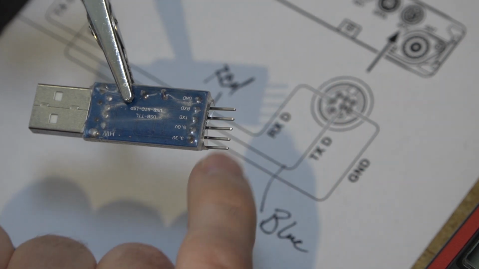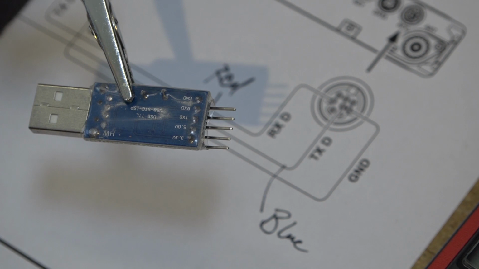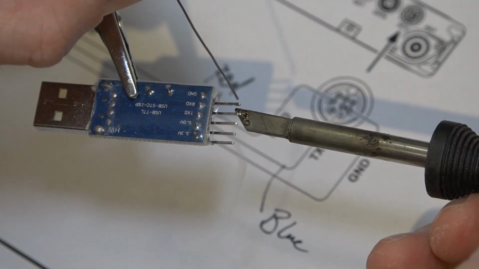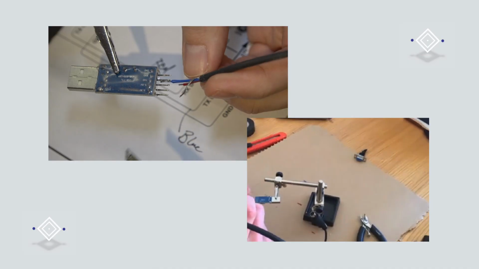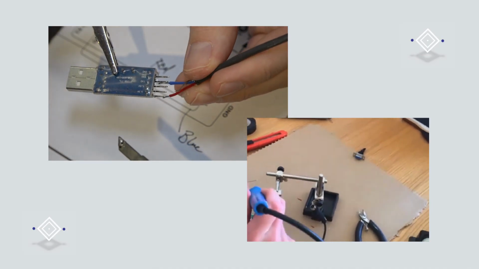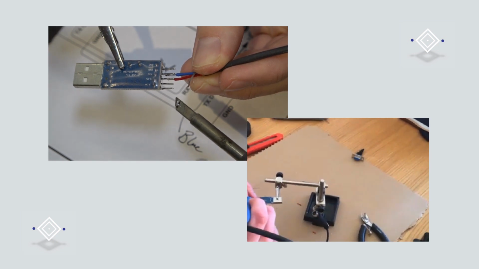Now you can either solder to these connectors directly, or you can get some 0.1-inch jumper wires which sort of plug onto these, and then you can solder onto those. Here we'll just solder straight onto the pins. So again, we're going to tin the pins first. So on my side, the blue transmit is going to go to receive.